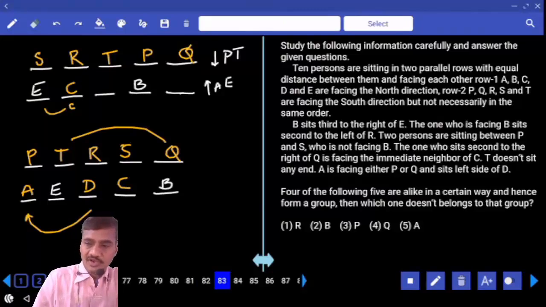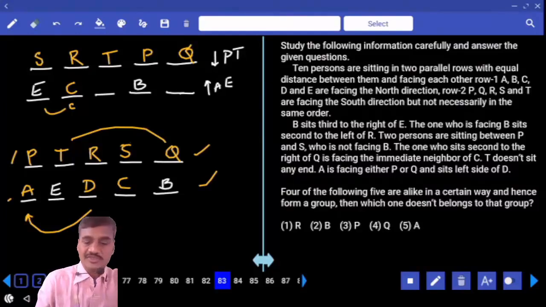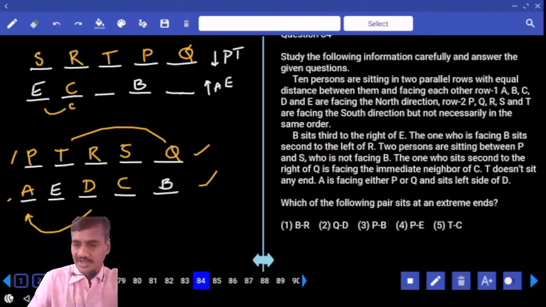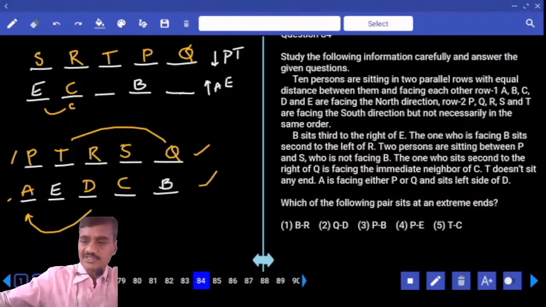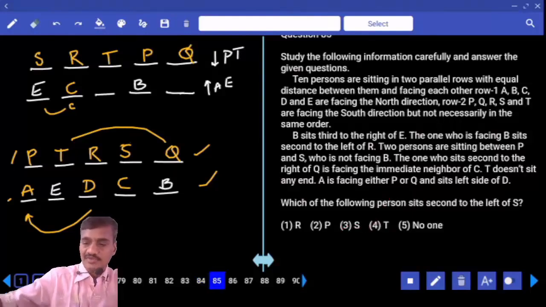And 83, four out of the following. R, B, P, Q, A. Now B, Q, P, A, these 4 persons are at the ends of this row. R is at the center, choice 1, question number 83. And 84, which of the following pairs sits at the extreme end? B and R, are they at the extreme end? No. Q and D, no. P and B, yes, they are at the extreme end, so choice 3, 84. And 85, which of the following persons sits second to the left of S?